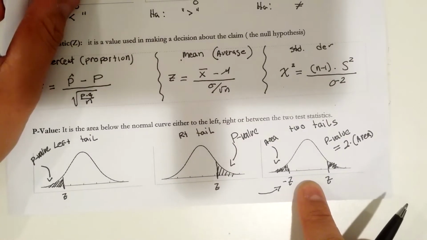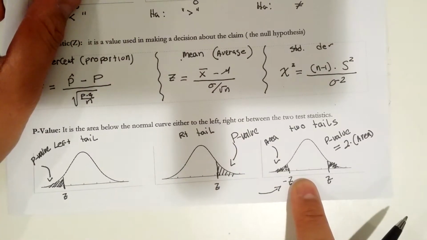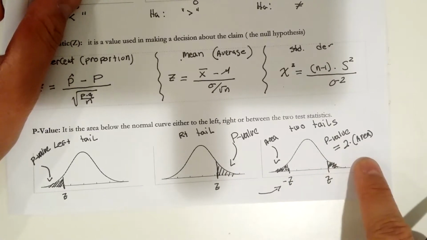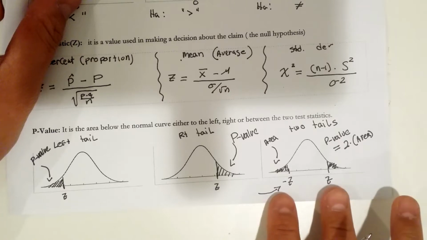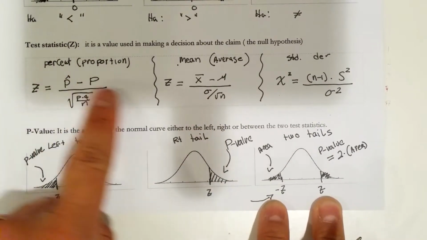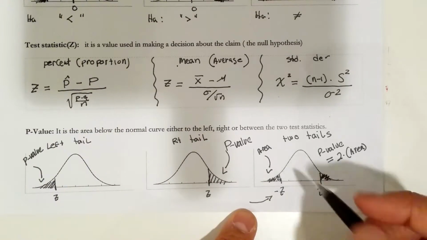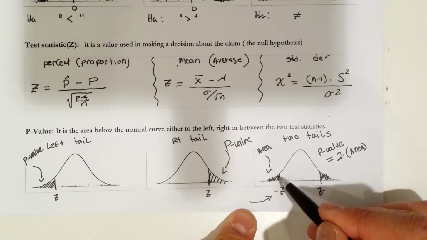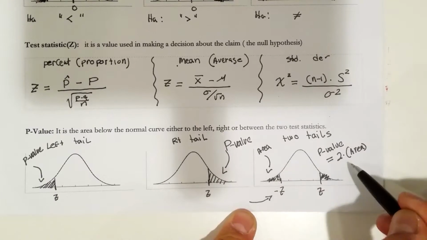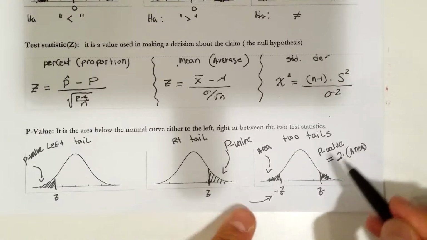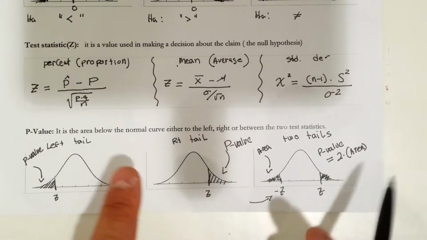Alright guys, for a two tails, our p-value is found by first making note of the z-scores that you found in the test statistic, and then you look up the table using the left z-score to find the area of that region, and then you double that area, and that's how you find the p-value, which is a little bit different from the first two. Okay, so make sure you make a note of that.